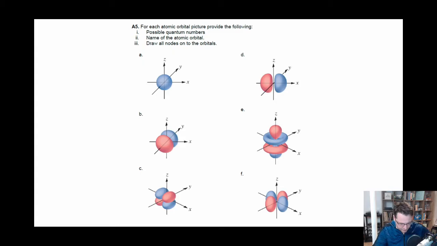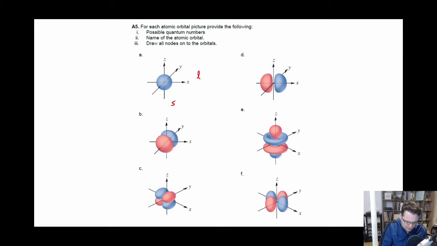Starting off, right, if we look at this first one right here, we have A. So what we can see is that we just simply have like a blue ball, right, that's sitting right at the center of the XYZ coordinate plane, right? We don't see any red. It's only a blue ball. So that should tell us that what we're looking at is an s orbital, right? Because it's a perfect sphere. It's a perfect ball. So we already know it's an s orbital in this case.